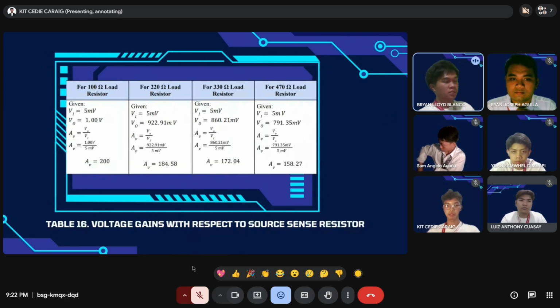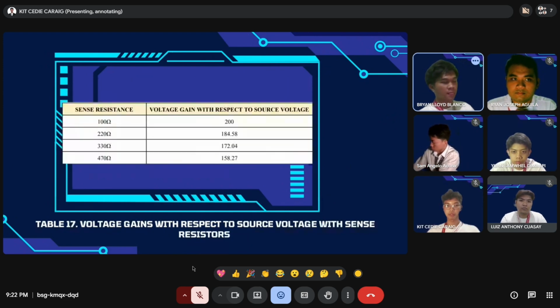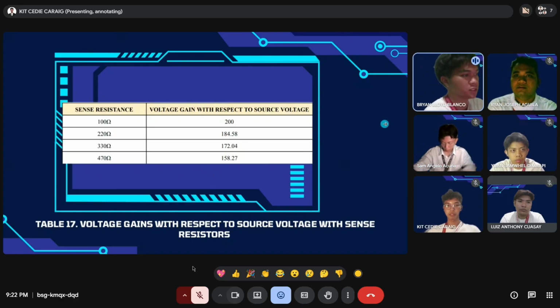The table 16, next slide. Table 17 presents the same data recalculated with respect to the source voltage, using 5 millivolts as the reference input, yielding gains of 184.58, 172.04, and 158.27 respectively. Both sets of data confirm the same inverse relationship.